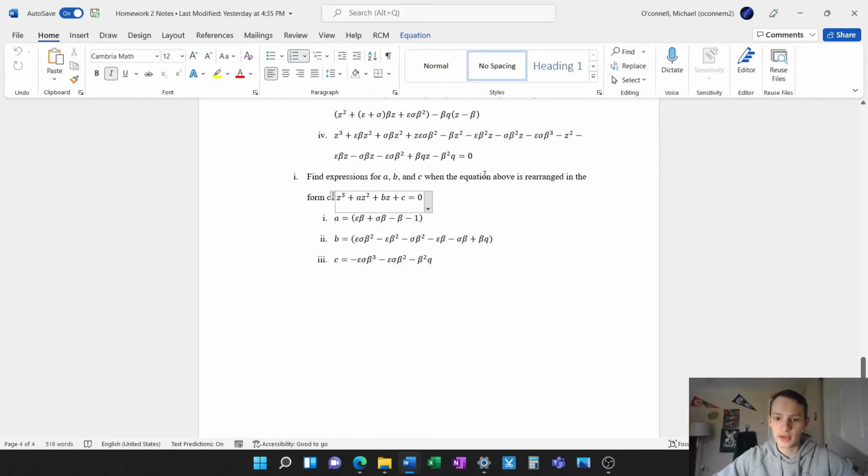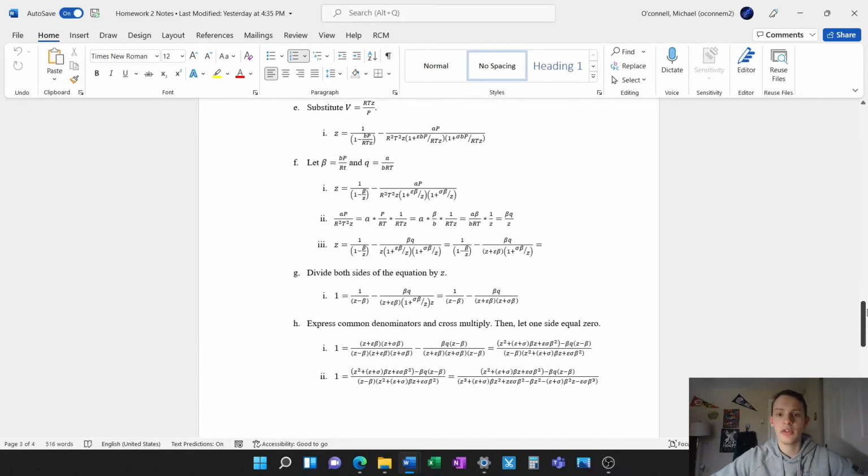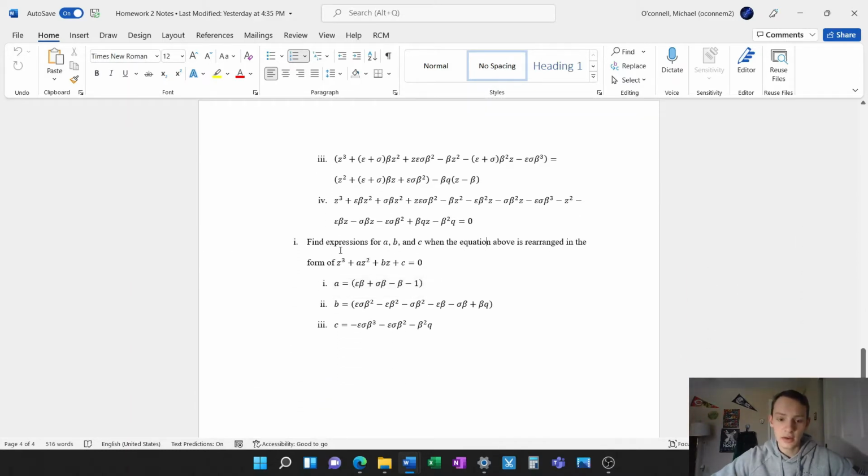What I did to keep things more organized is I created a document in which I typed out all the steps that we did when we derived that cubic polynomial expression for the compressibility factor. And then at the end here, I put this right there with a, b, and c in the right places. And then from what we had before, I put in what these coefficients in front of z squared, z, and then the constant would be respectively, such that we can use this in our code.